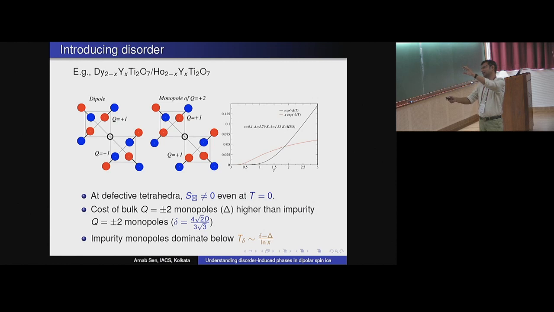Unless you are close to the impurity site or the vacancy site, there is a certain cost of producing these monopoles, which is delta. And if you're near them, there's another different cost of producing this. And that's it. That just changes your charge density at a finite temperature in a certain way. And if you just take care of that, everything can be recalculated, even in the disordered problem.